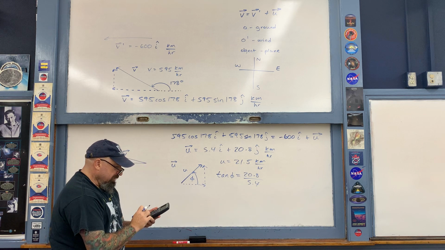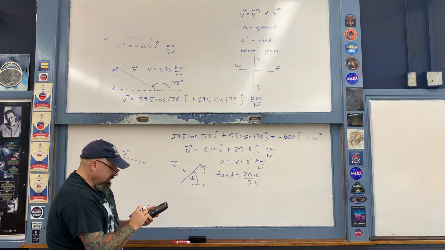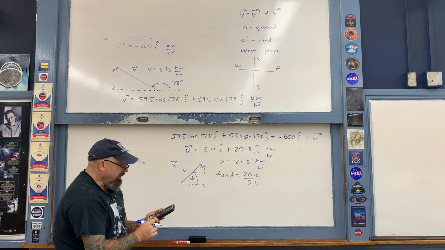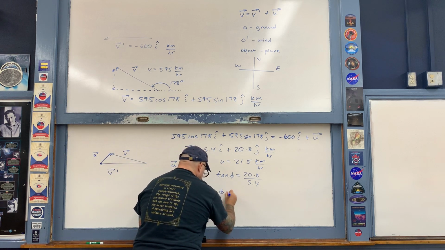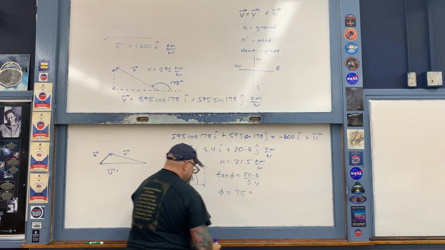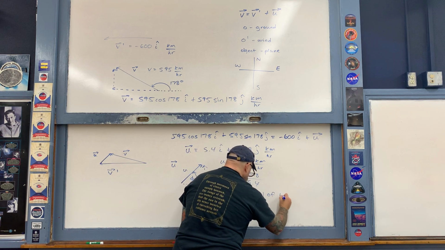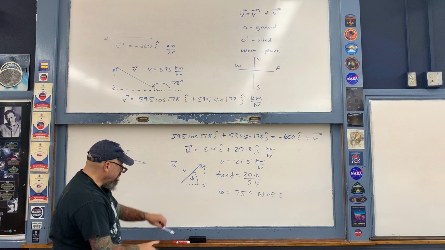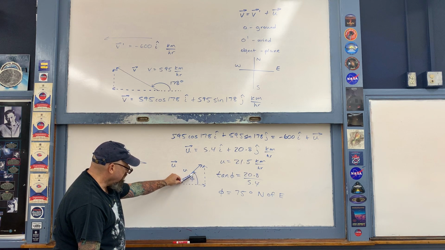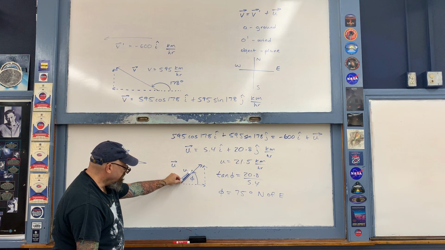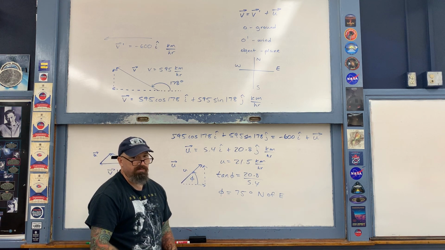Okay, so inverse tangent of 20.8 divided by 5.4, and that works out to be an angle phi of about 75 degrees. And then I would have to write this as 75 degrees north of east. Once again, this right here is the easterly direction, and then the wind vector points like so. It points towards the north of east direction, like that, okay?